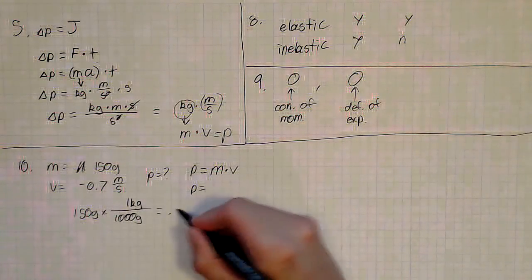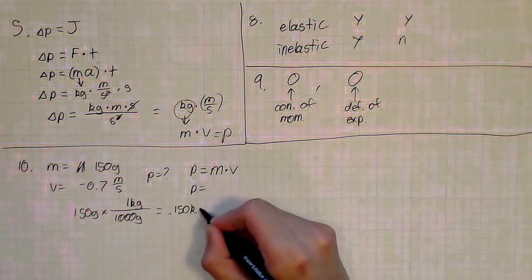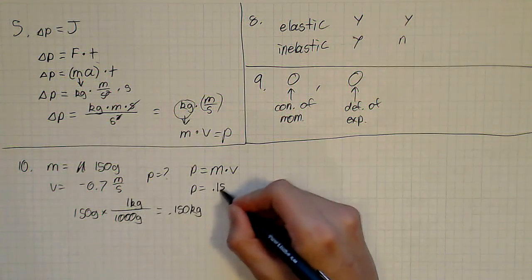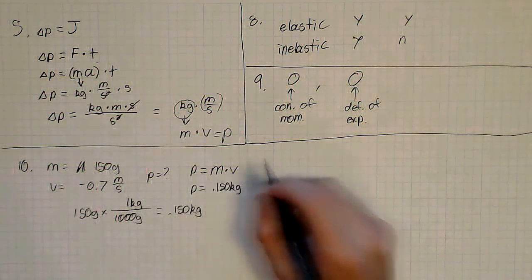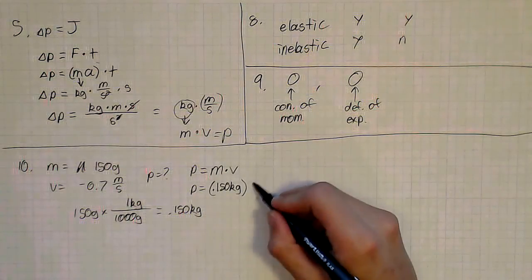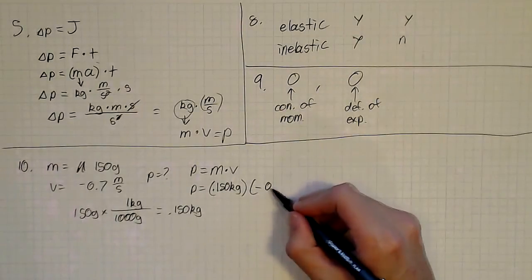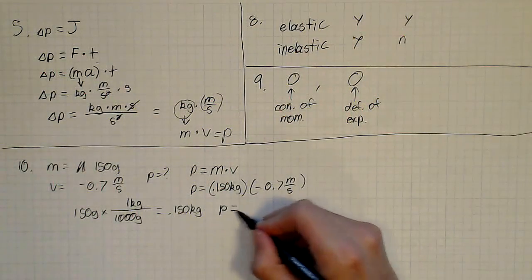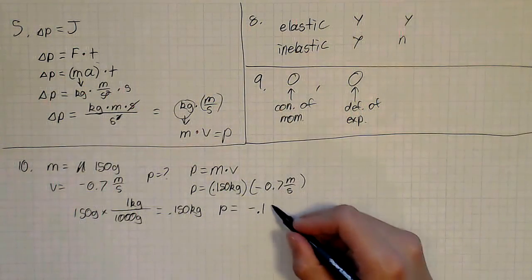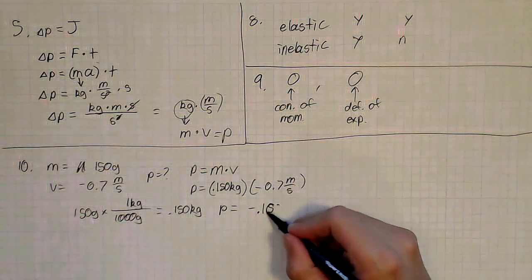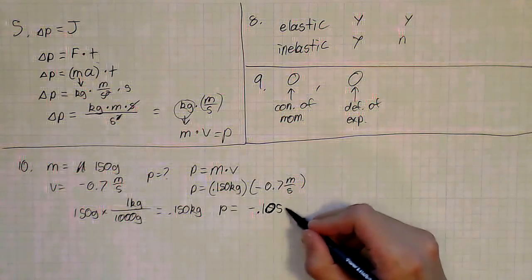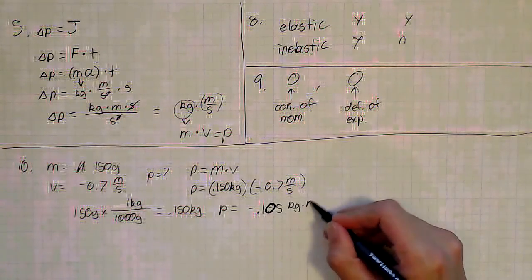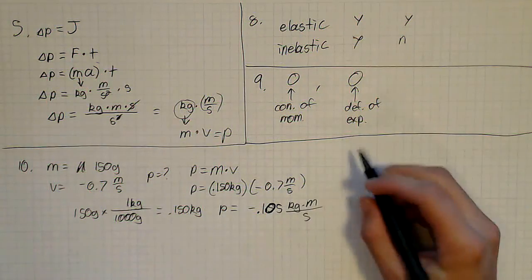And then we get 0.150 kilograms. So the momentum of the train is equal to 0.150 kilograms times negative 0.7 meters per second. And if you multiply that out, you should get negative 105 kilograms times meters per second.